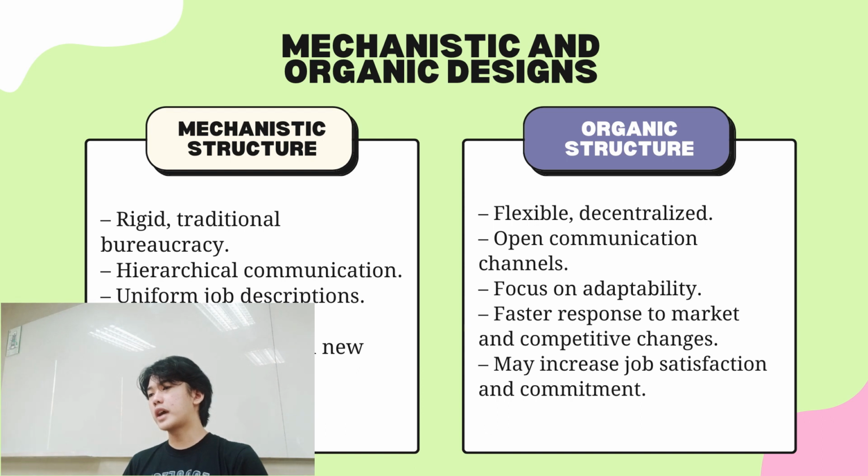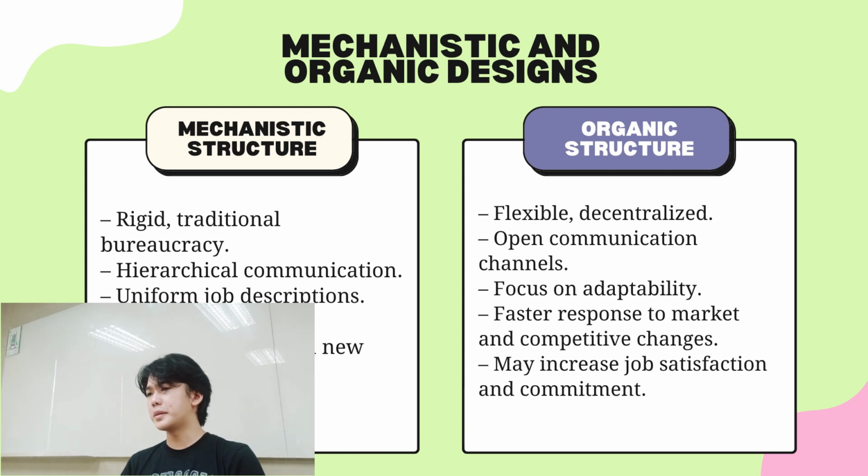An example of an organic structure is a startup company or a small entrepreneurial business. These organizations are typically more flexible, with employees taking on multiple roles and collaborating closely to achieve common goals. Decisions are often made through a consensus building process with input from all members of the organization.